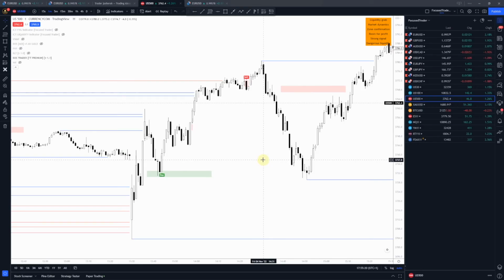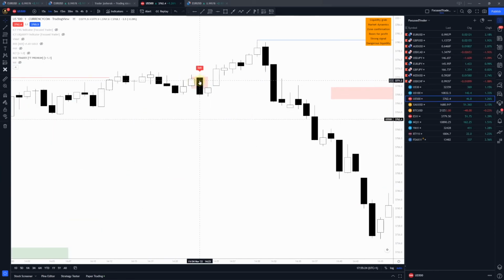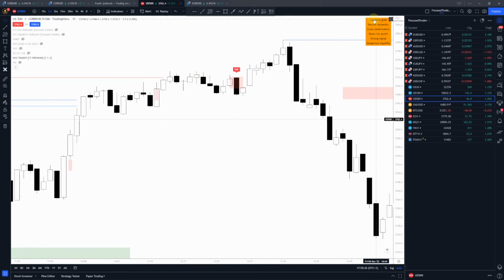So let me show you this trading opportunity on S&P 500 and we'll look at this situation. There is a sell signal there, but first let me go through the signals. So we have liquidity grab here. We have market dynamics. No, there is no market dynamics. There are no imbalances either from buyers or sellers.